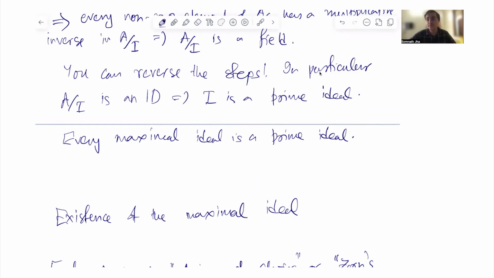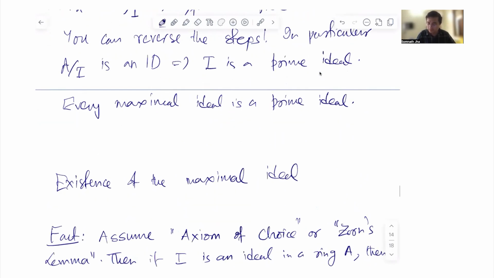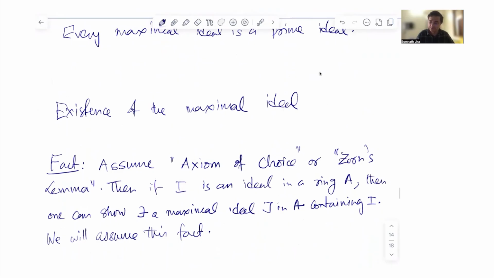There is a class of ring for which it is true, but not for arbitrary rings. You cannot prove or disprove this. There is something called the axiom of choice, or Zorn's lemma, in set theory. One of the equivalent formulations is that an arbitrary product of non-empty sets is non-empty.